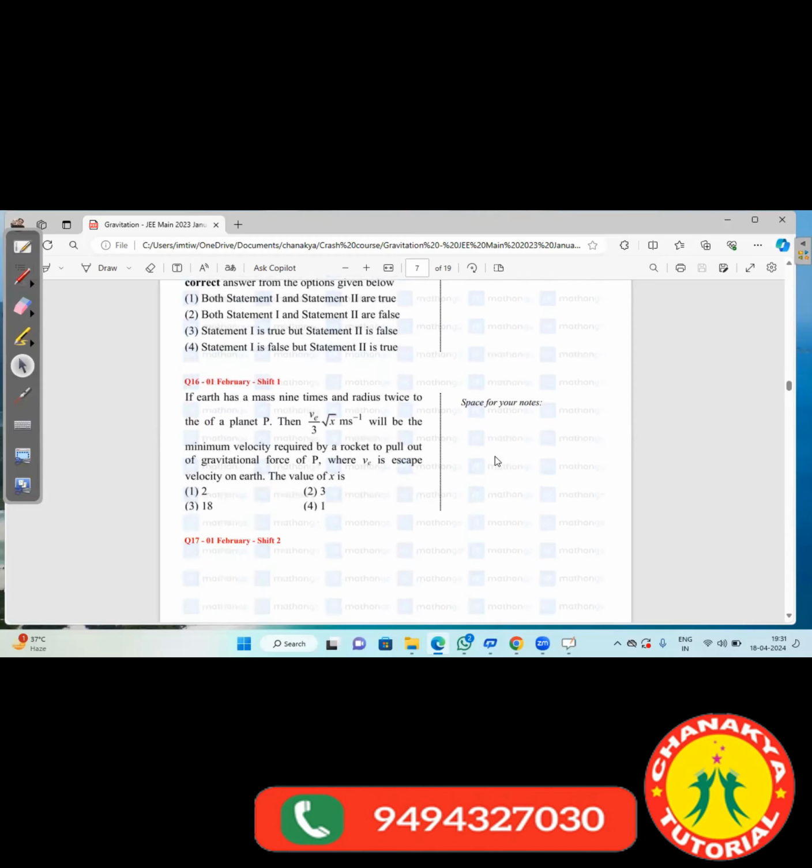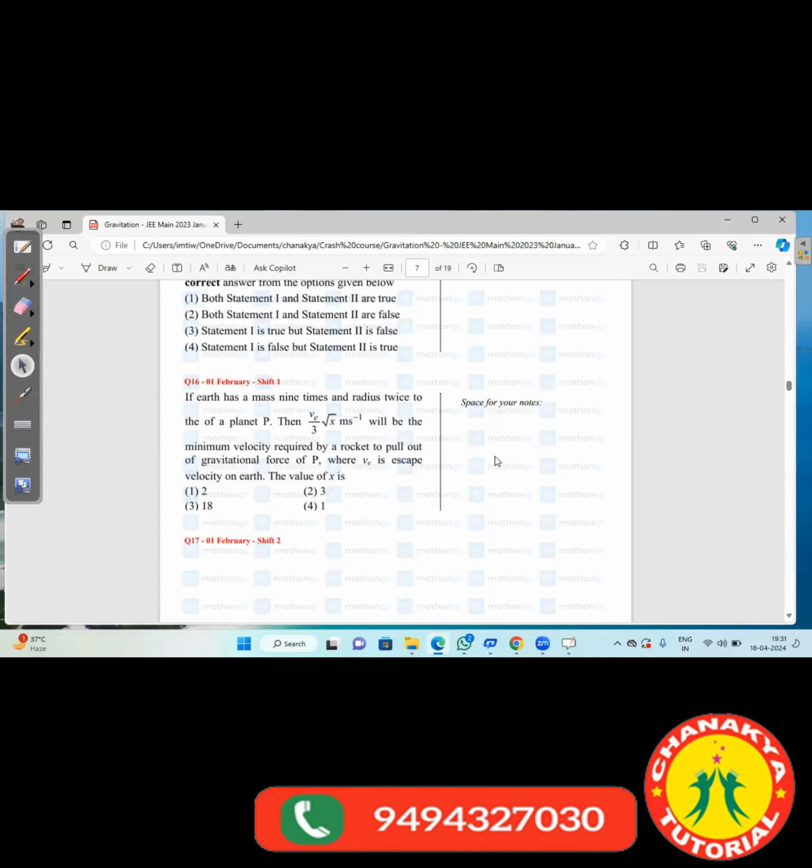If Earth has a mass 9 times and radius twice that of a planet P, then VE by 3 under root x meters per second will be the minimum velocity required by a rocket to pull out of the gravitational force of P, where VE is the escape velocity of Earth. The value of x is? So what should be the value of x?